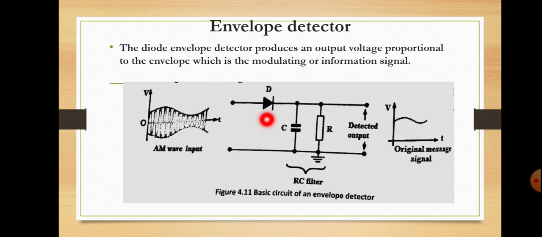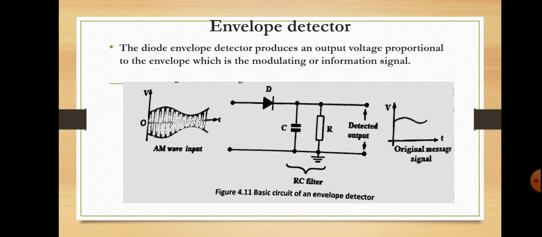So what are the components in this circuit? There is a diode, capacitor and a resistor. See, this diode acts as a nonlinear device, and this capacitor and resistor act as a filter, which is an RC filter, used to filter out the high frequency components, so that we will get the unmodulated signal. That means the information signal at the output.